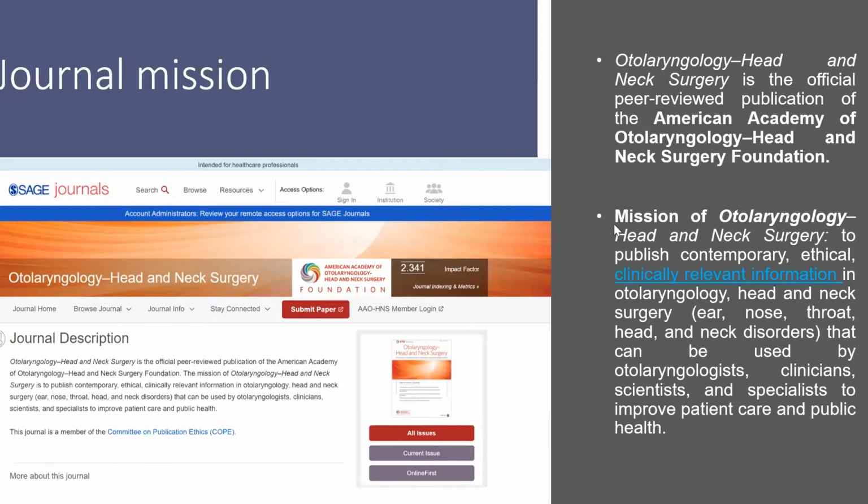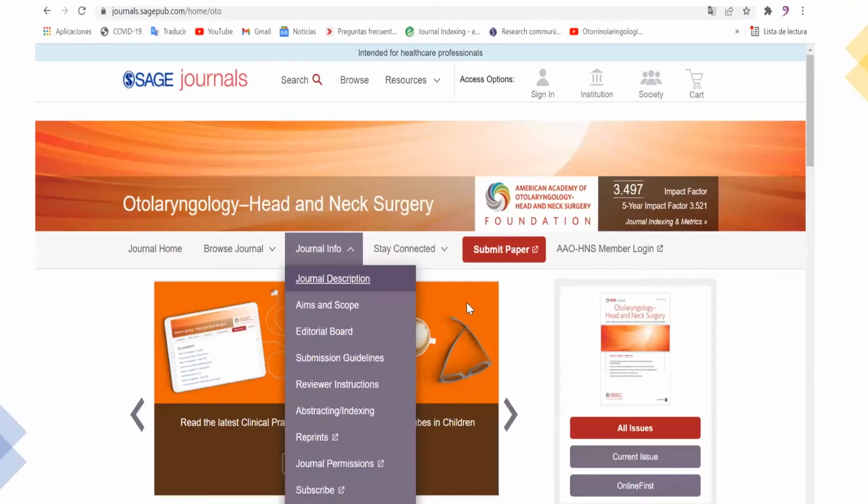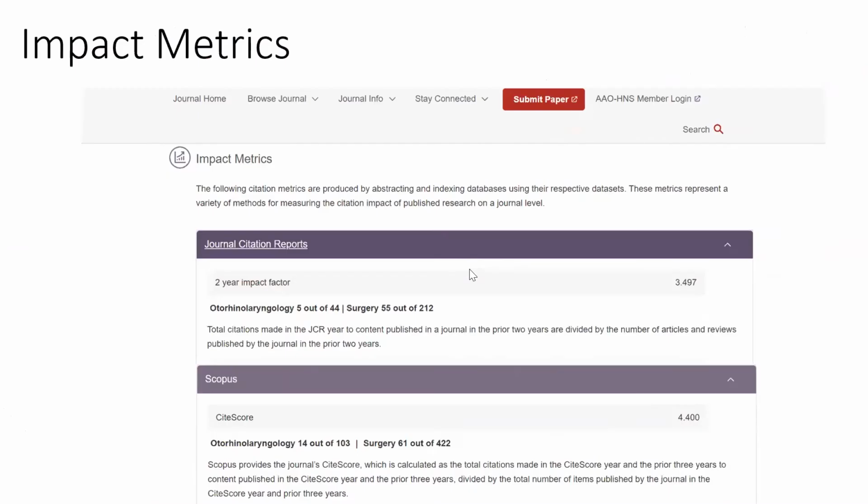This slide was a previous slide used last year, and I was saying previous to this talk that the impact factor was 2.3, and now we have a new impact factor for this year, which is amazing. It's a terrific job by the editorial office, with an impact factor of 3.4. You can see here that it is one of the greatest journals in otolaryngology in our specialty, 5 out of 44, and in surgery, 55 out of 212. You can see here in Scopus also, one of the greatest journals available worldwide.